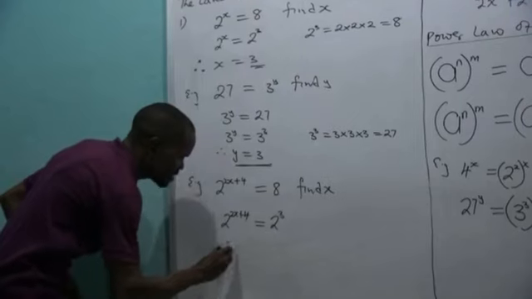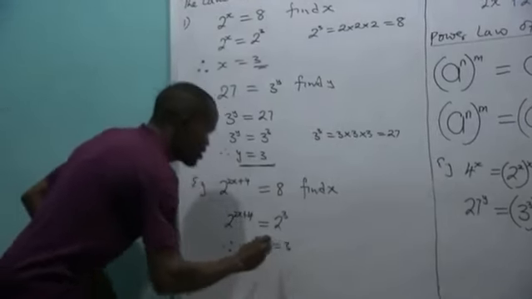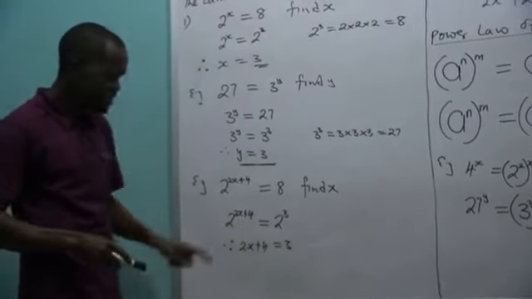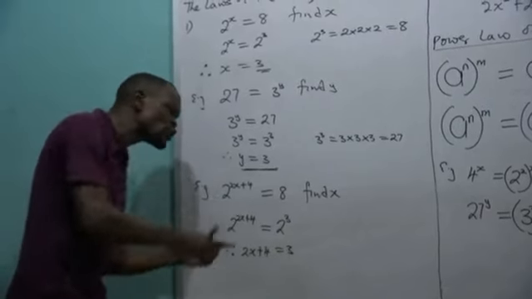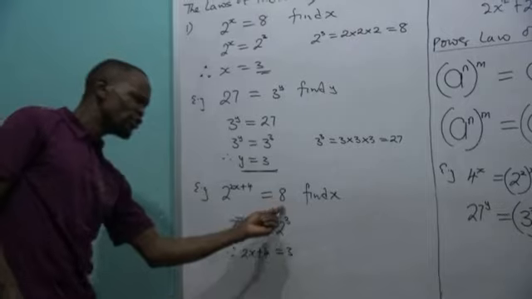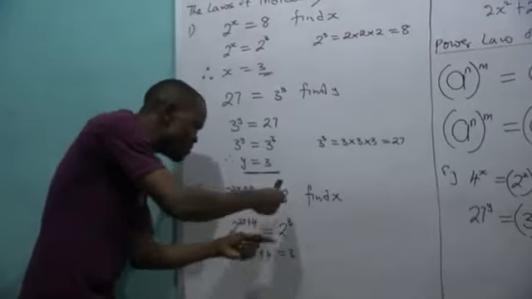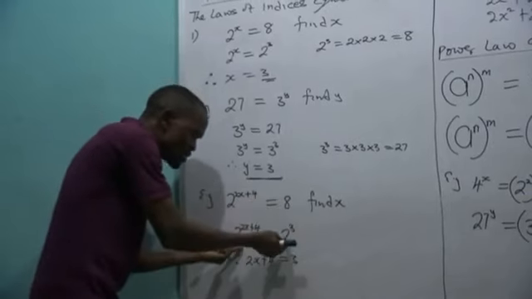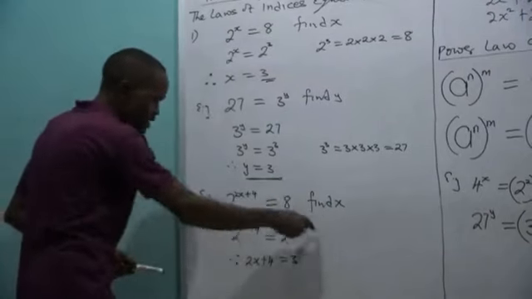Therefore, I can say that 2x plus 4 is equal to 3. I'll be able to make it have the same base. Therefore, their powers are equal. I'll be able to make it have the same base without altering the equation given to me. I make them have the same base, and this is something as 8, and I say the power is equal.